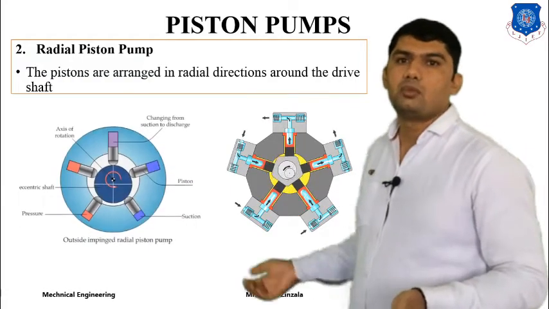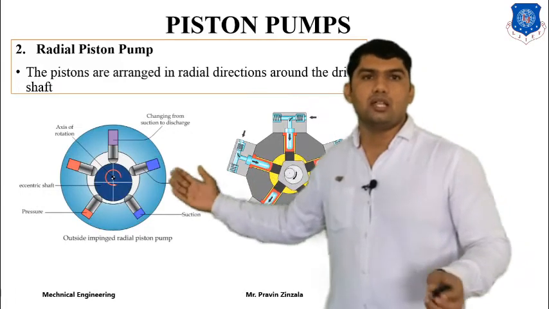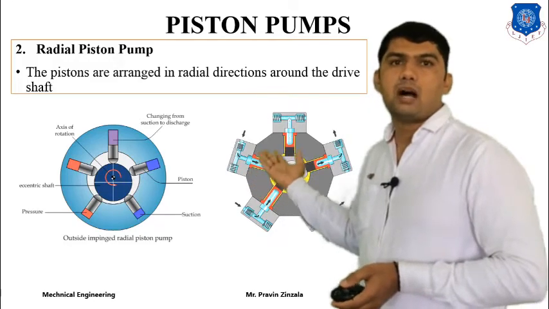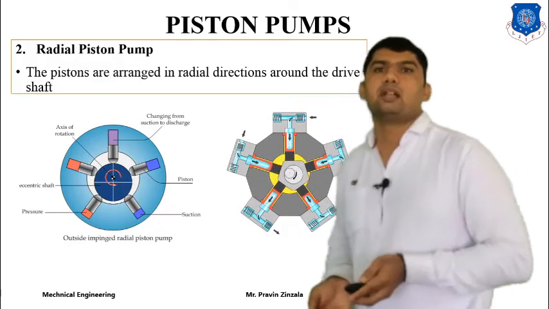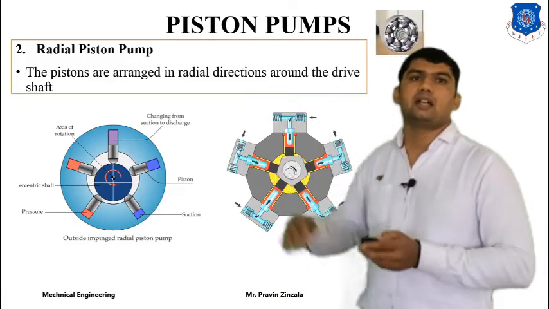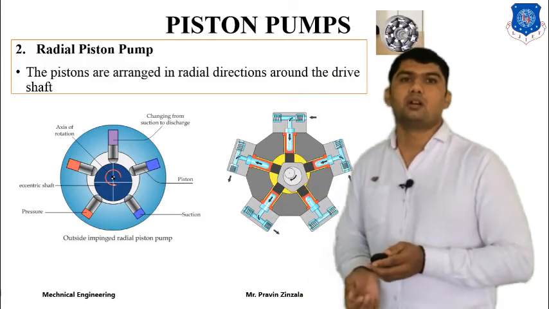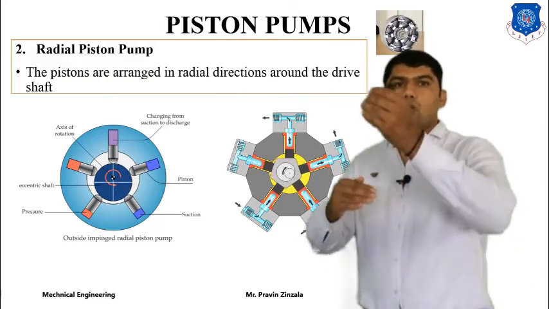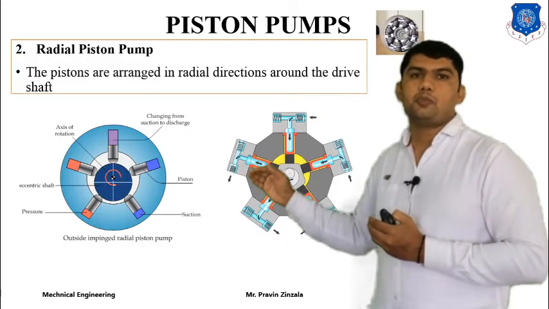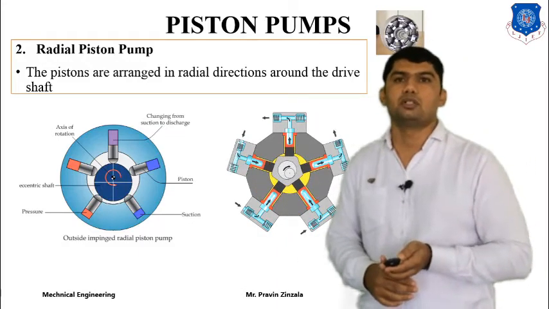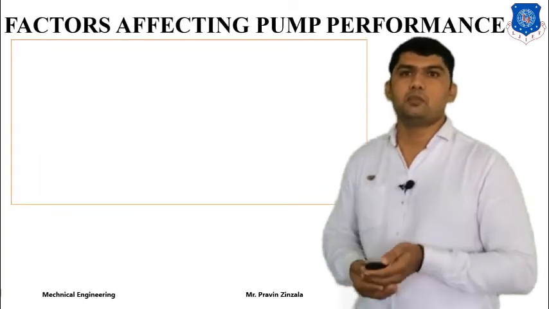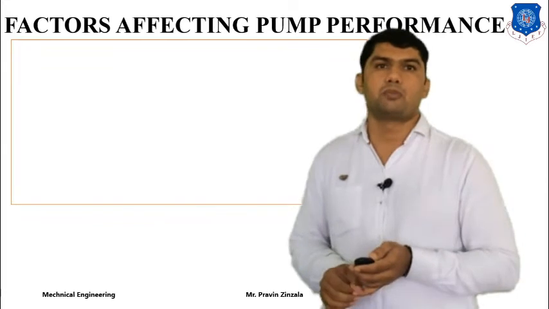By using a radial piston pump, we can achieve higher pressure, nearly 700 bar. This is the main advantage of the radial piston pump. And this is the practical diagram or cut cross section of a radial piston pump, in which all pistons are arranged radially and all pistons are operated by a single shaft, so it is called a radial piston pump. Now we will discuss the factors affecting pump performance.